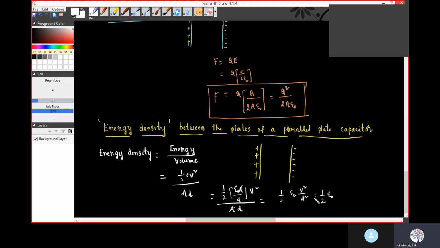Half epsilon naught, V by D is E, so half epsilon naught E square. Energy density is half epsilon naught E square. So this is another concept.